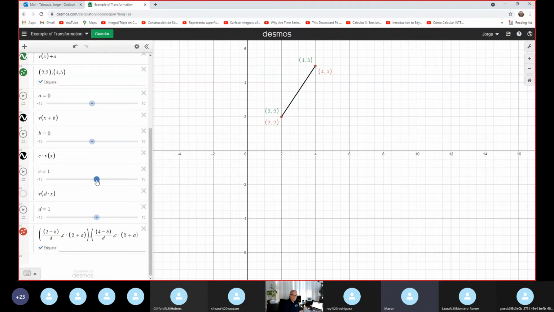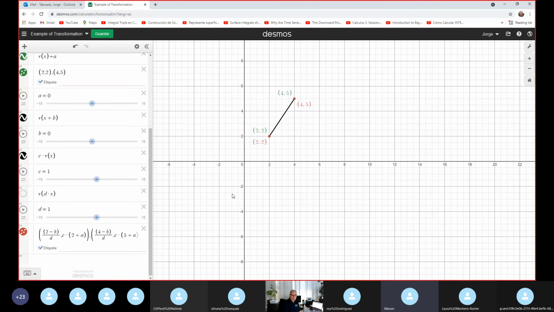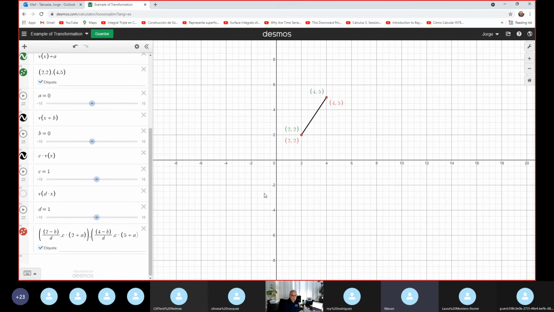No transformation, because multiplication by 1 is nothing, no? Now, suppose that I multiply, but I multiply inside the parentheses. The effect is completely opposite. Not exactly opposite, but it's different.